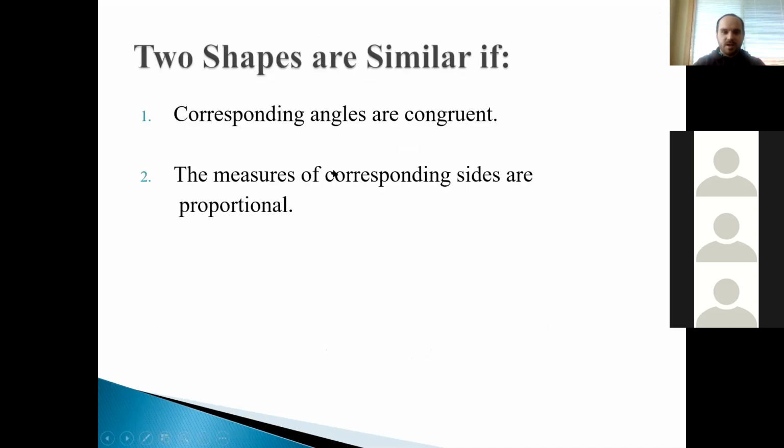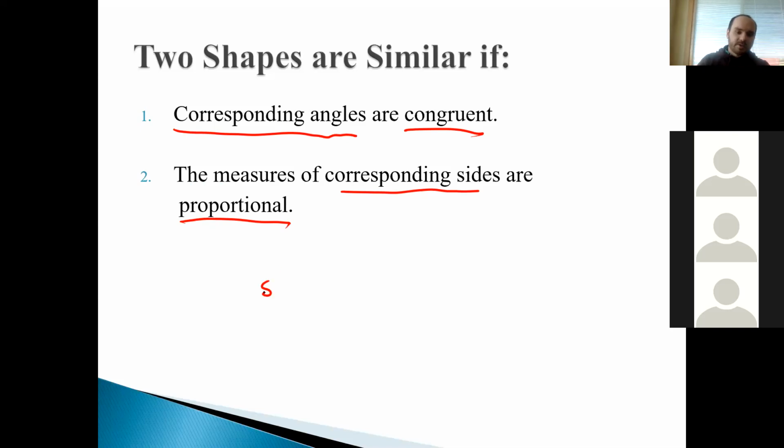Hold on. So if you don't have your notebook, I do want you to write this down. This is the conditions for two shapes to be similar. So corresponding angles must be congruent, and the measures of corresponding sides must be proportional. So this is really important to note. This is how you tell whether or not two shapes are similar.